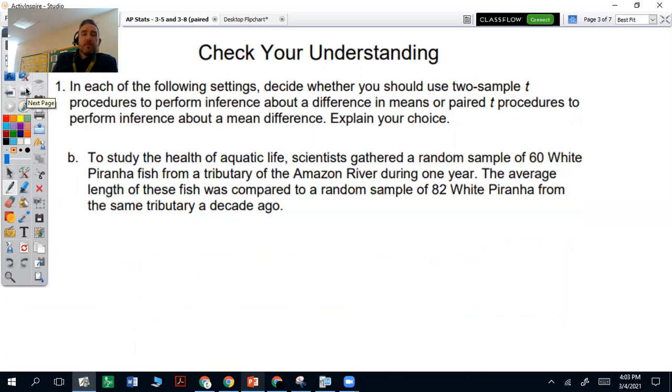Read the next one. To study the health of aquatic life, scientists gathered a random sample of 60 white piranha fish from a tributary in the Amazon River during 1 year. The average length of these fish was compared to a random sample of 82 white piranha from the same tributary a year ago. So pause to think about which one that would be here. Is it a two sample t or is it a paired t?